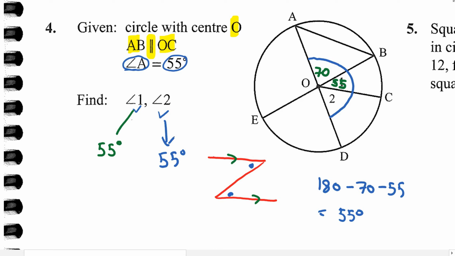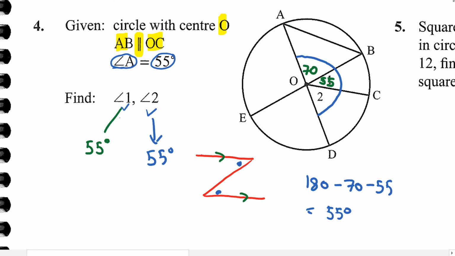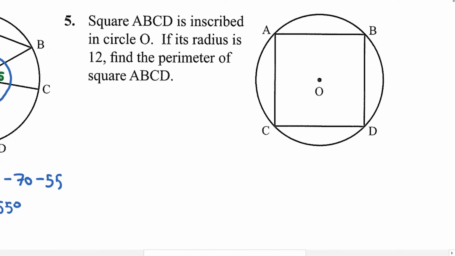Okay, let's move on to question number 5 now. For question number 5, I have a square, ABCD. So here's my square, ABCD. Now, when you're dealing with a square, you know that all sides are going to be equal because that's the property of a square. So inscribed means it's inside the circle and its radius is going to be 12, and I need to find the perimeter of the square.